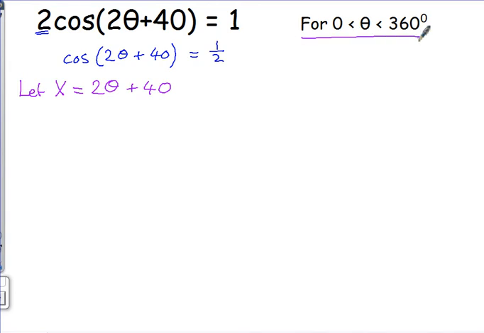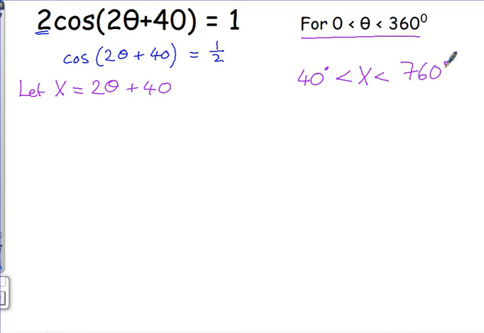theta was limited between 0 and 360 degrees. Now we've just made a substitution that x is equal to 2 theta plus 40. So we need to think about what range of values x could be. The minimum value of theta is 0. So if x is 2 theta plus 40, the minimum value of x will be 40 degrees. And with a similar argument, if the maximum value of theta is 360 degrees, then the maximum value of x is going to be 2 lots of that plus 40, which will be 760 degrees.